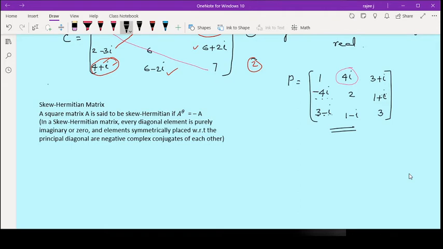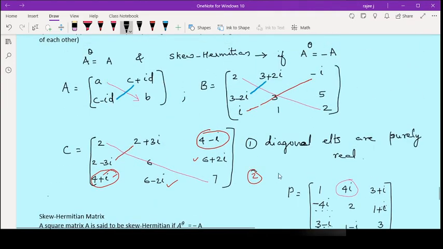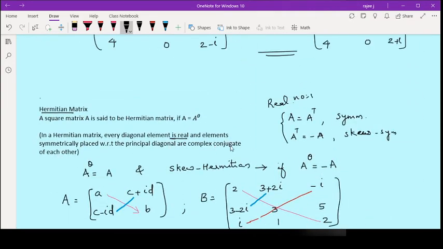Okay. Yes, ma'am. So what you have to do is, only two things you need to remember. In a Hermitian matrix, diagonal elements will always be real, and elements placed symmetrically opposite to the diagonal elements are conjugate of each other. Okay, so that is a Hermitian matrix. That is what is written here in this definition.